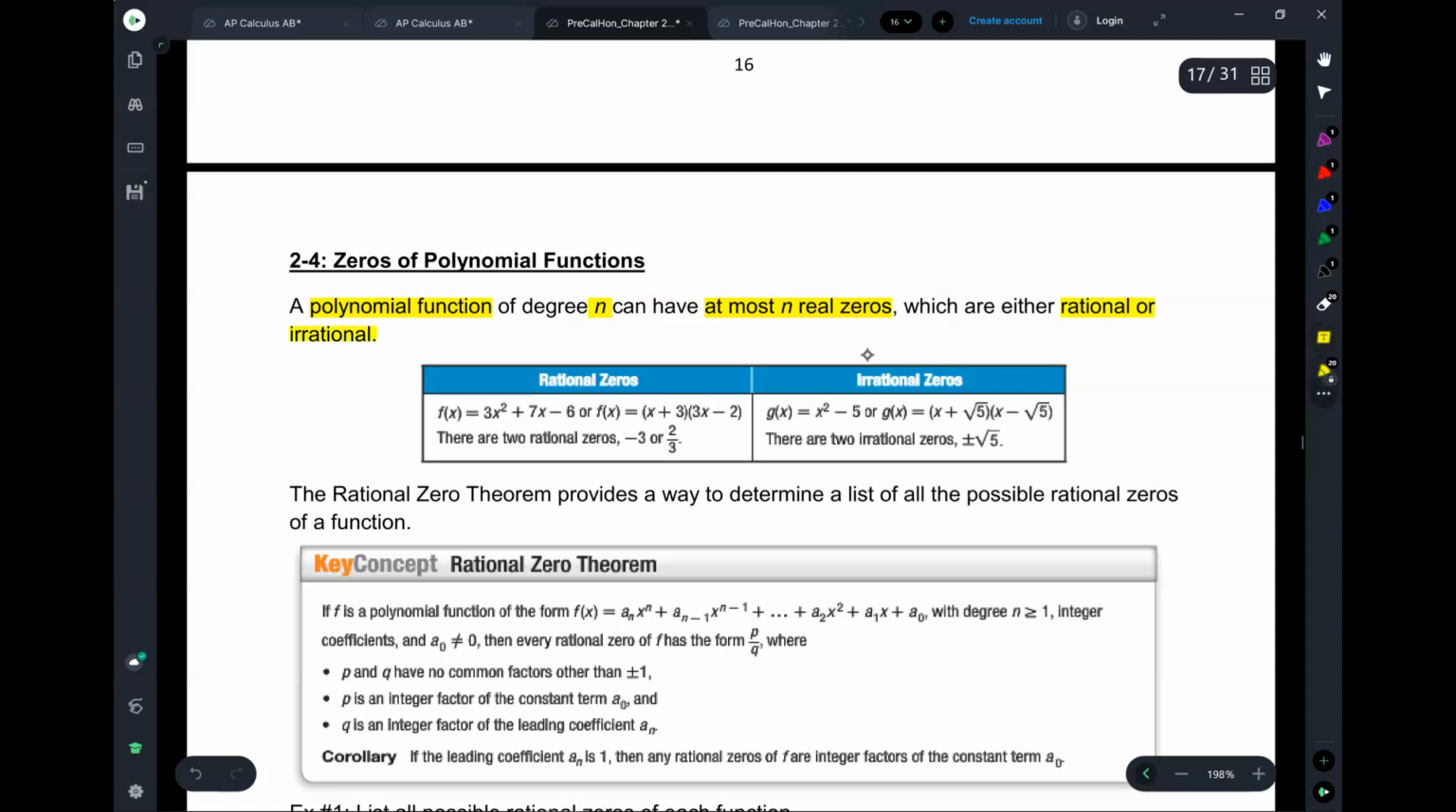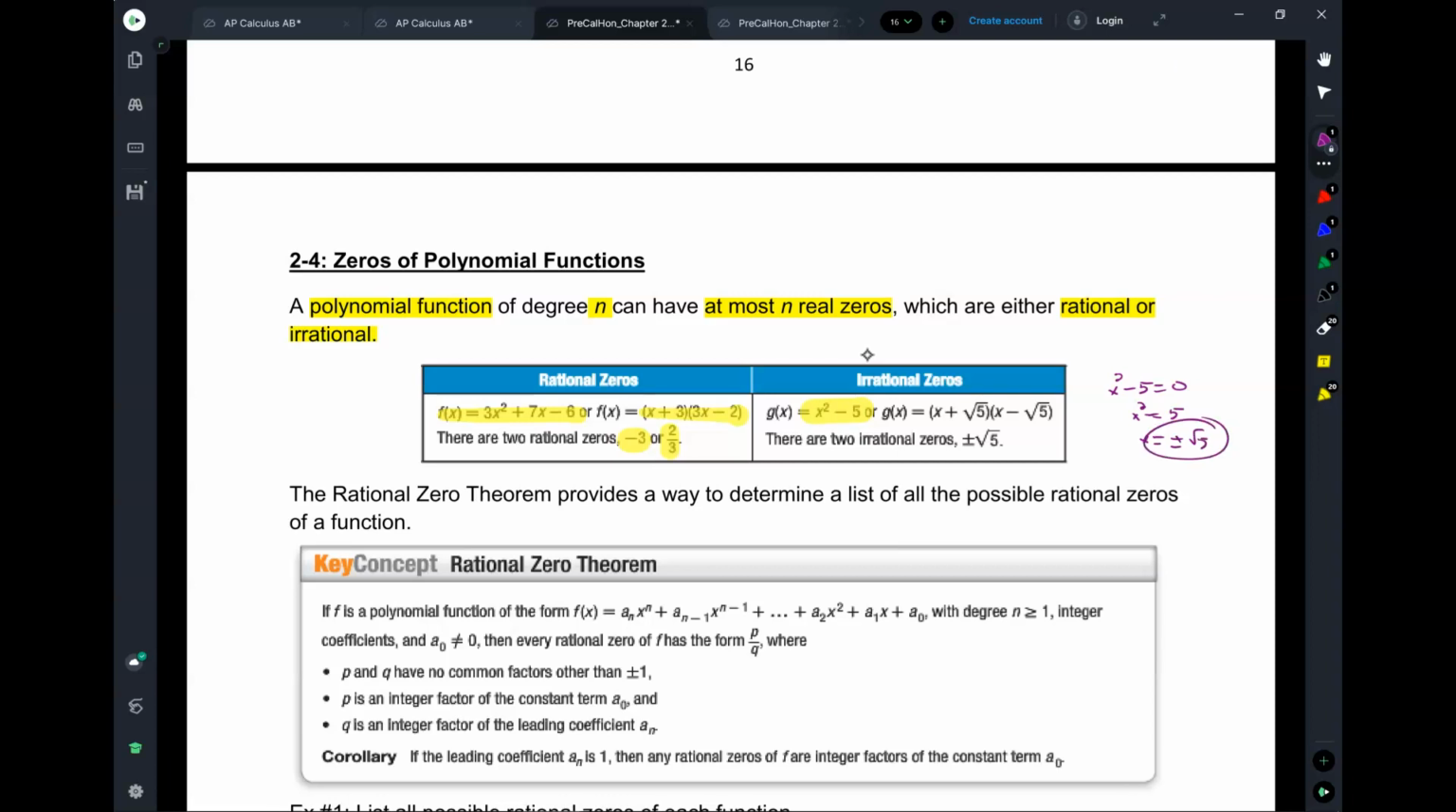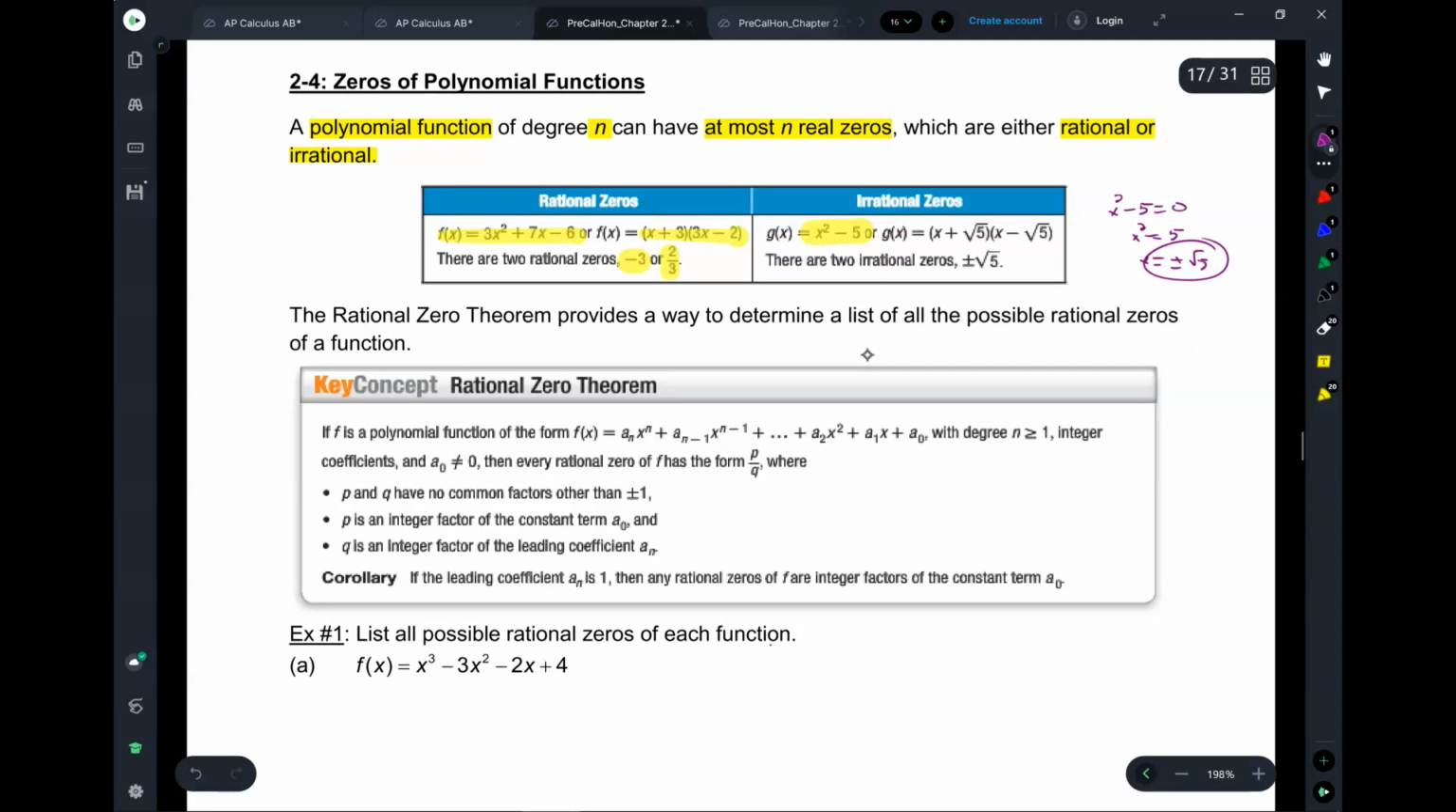So for example, if you've got this function here, you factor it, and you see that the zeros are -3 or 2/3, right? Both of those are rational numbers. However, if you've got this function here, x squared minus 5, and let's say we set it equal to 0, x squared equals 5, x is plus or minus root 5. So that has two zeros that are irrational, right? So when we say it can have n zeros, it could be either rational or irrational.